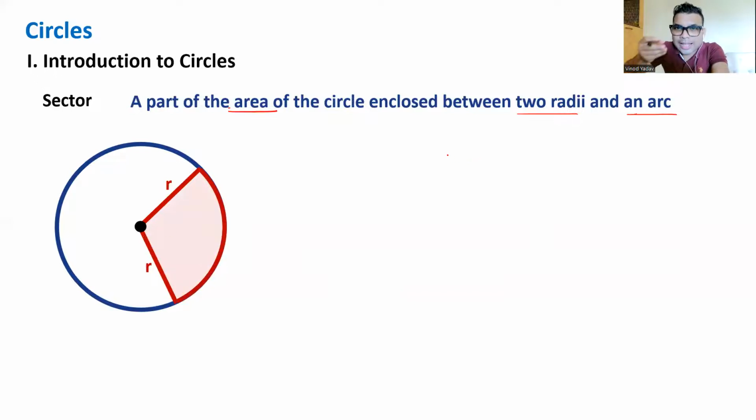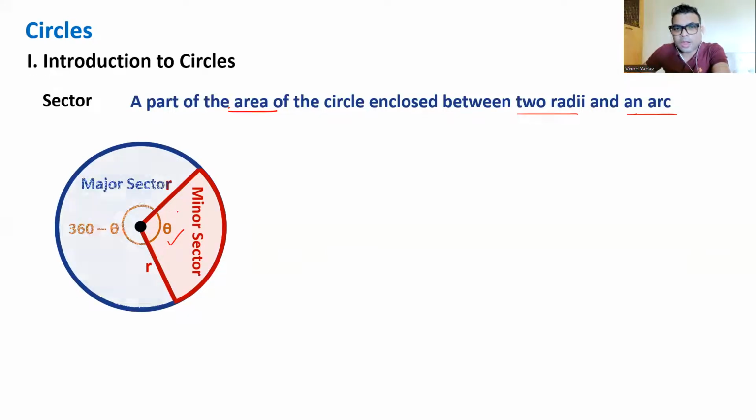Something like the slice of the pizza. Okay. Yes. Or the cake, whatever. Yeah, I know. Now, why is it a minor sector? Because this angle is less than 180 and the other one is more than 180. So it's a major sector.